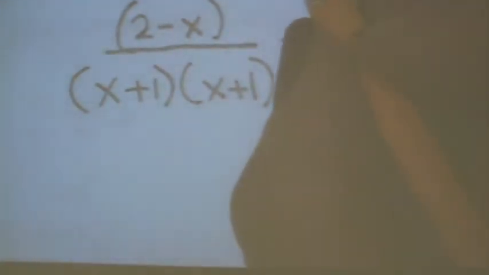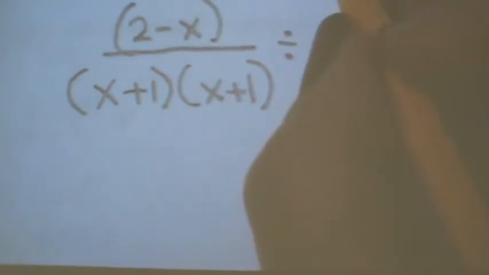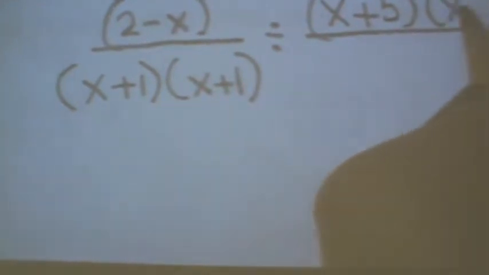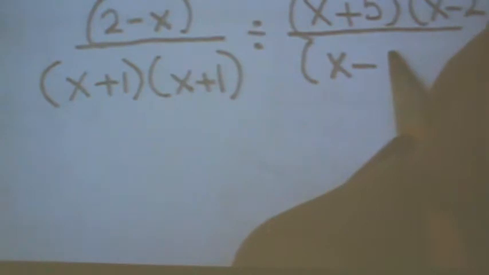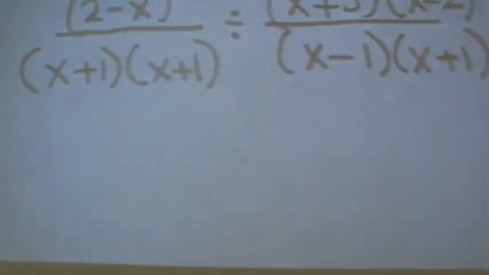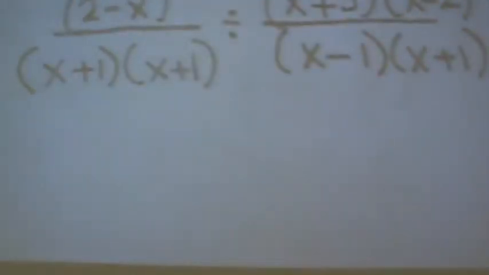How do you factor x squared plus 3x minus 10? X plus 5 and x minus 2. And then how about this one right here? Not easy. Yikes. Okay, now you flip it.